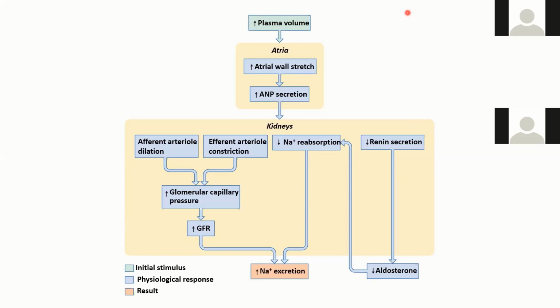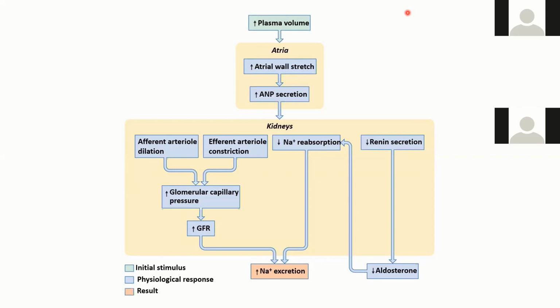Then ANP travels through the cardiovascular system. So blood in the atria goes into the ventricles, goes out through your arteries, and eventually circulates around to your kidneys. In the kidneys is where it's going to have its effects that try to balance out that high blood pressure and fix that high plasma volume. And they do that one way by really increasing the glomerular capillary pressure.